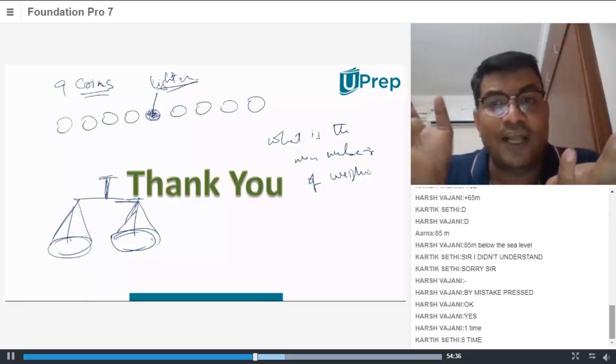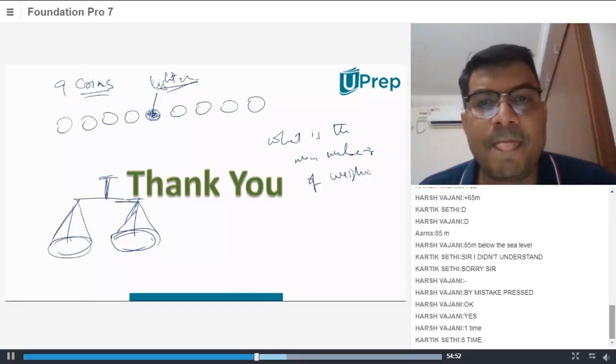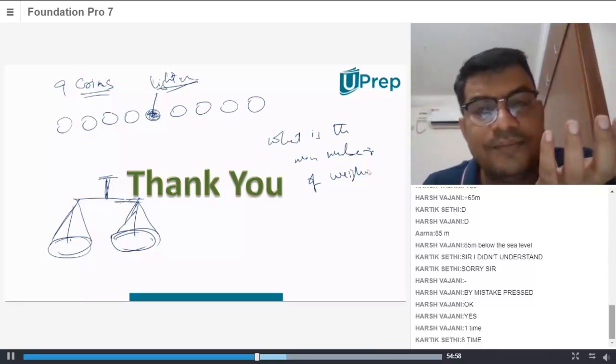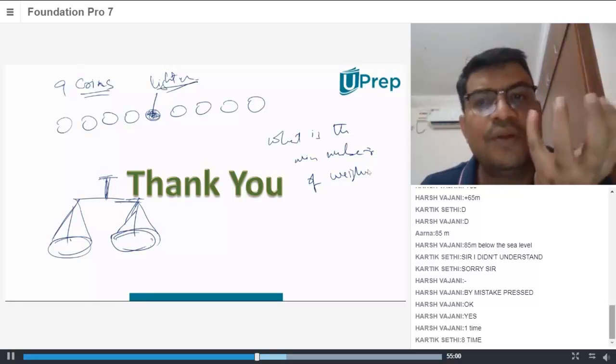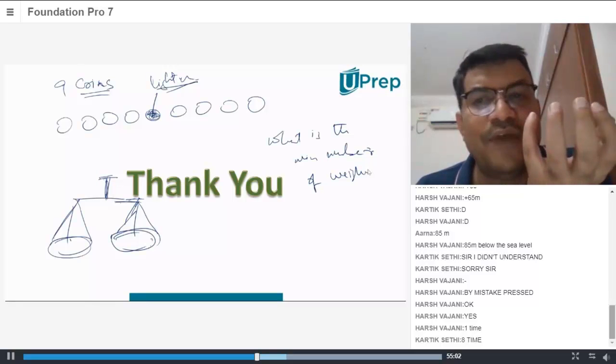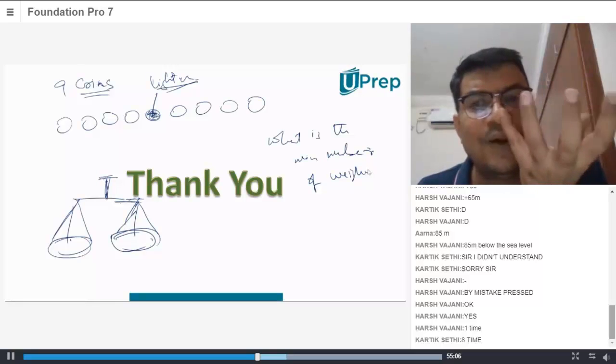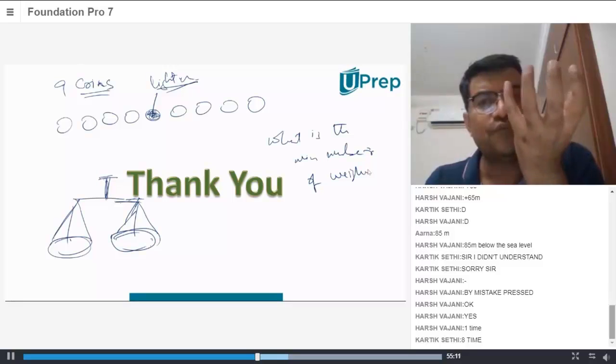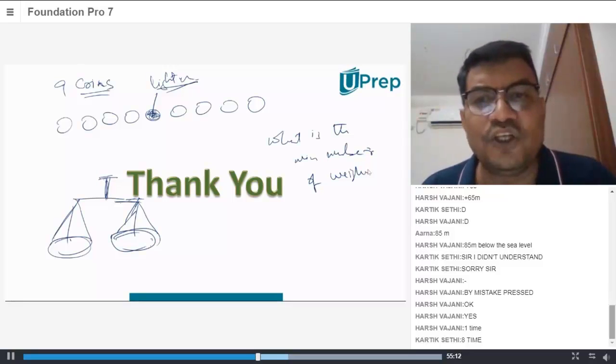Very good, Arna. So what if this goes down? If the right side goes down, we'll understand the left one has the lighter coin. Very good. Brilliant. What Arna is saying is if the right one goes down, the lighter one is in the left hand. So what she will do is she will take those 4 coins. Now what do you do with those 4 coins, Arna?